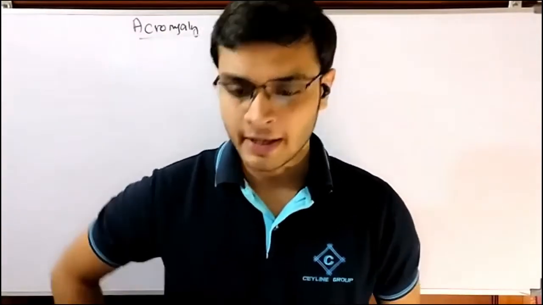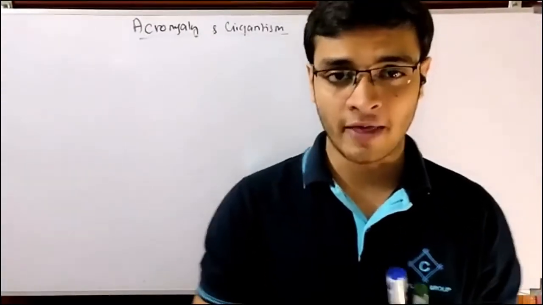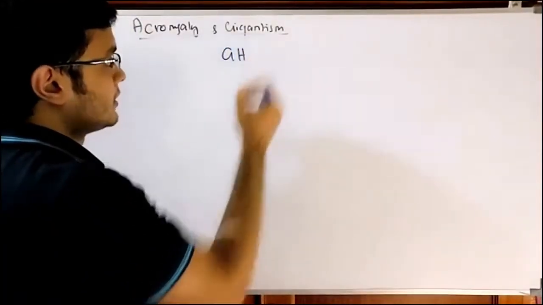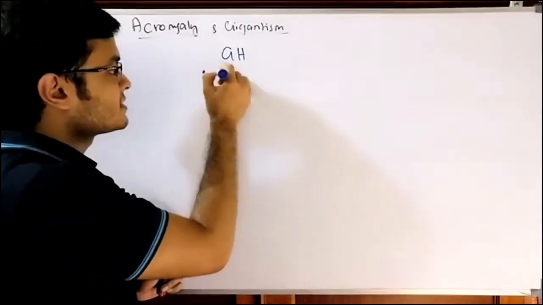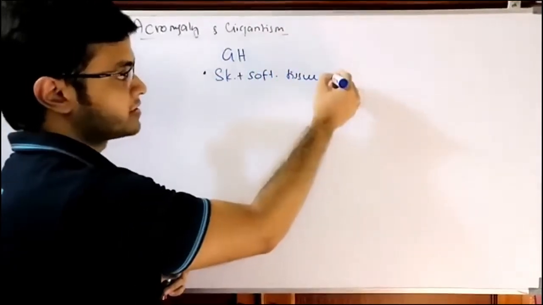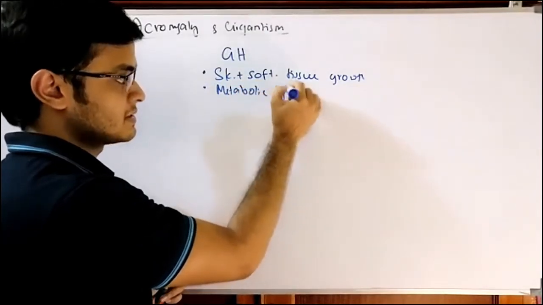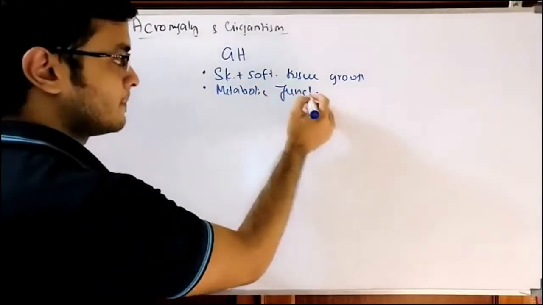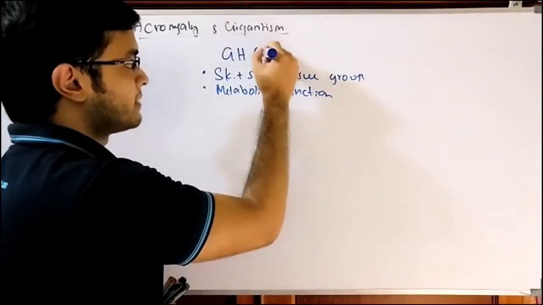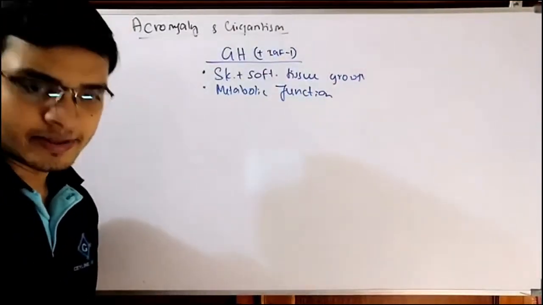Okay. Look at this. The first thing I want you all to know, guys: growth hormone and insulin-like growth factor, we know they function together. Growth hormone, what did we say? The main functions are skeletal plus soft tissue growth. Then we also saw some metabolic functions. Now, growth hormone plus, you can put in brackets, plus IGF. Both of these, IGF-1, work together.